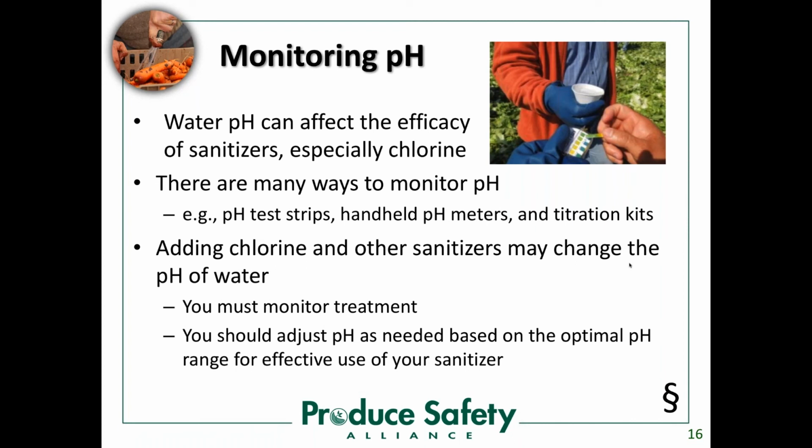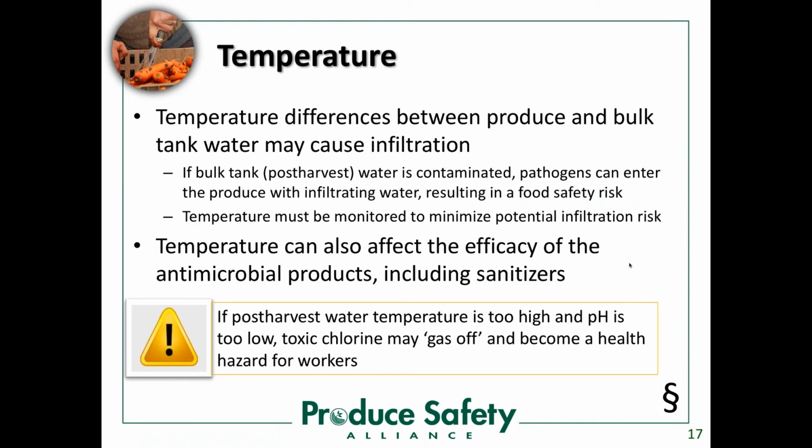When you add chlorine or something else to the water, you can change the pH of the water. So you have to monitor your treatment, and you need to adjust the pH so you get the optimal one for your sanitizer. So there's a lot of interactions here chemically with the pH, and it's something that we need to be aware of. Typically, chlorine lowers the pH of the water, and so that's something we need to be aware of.